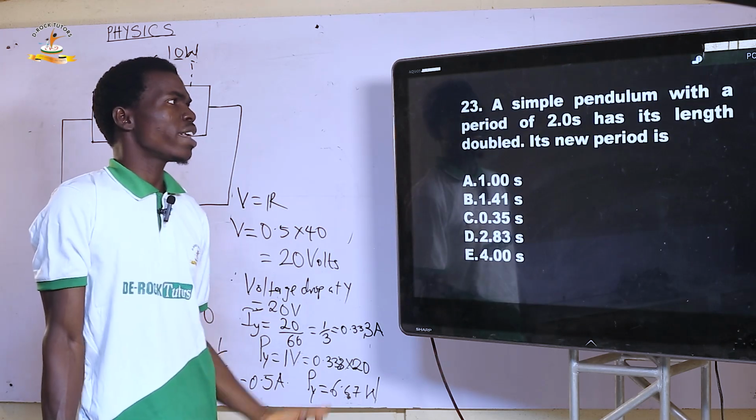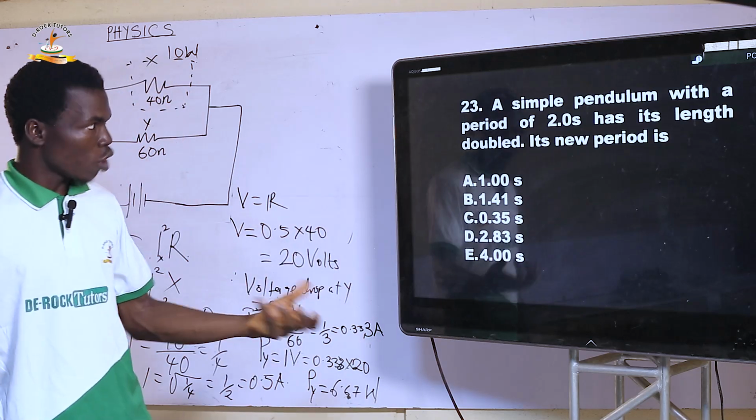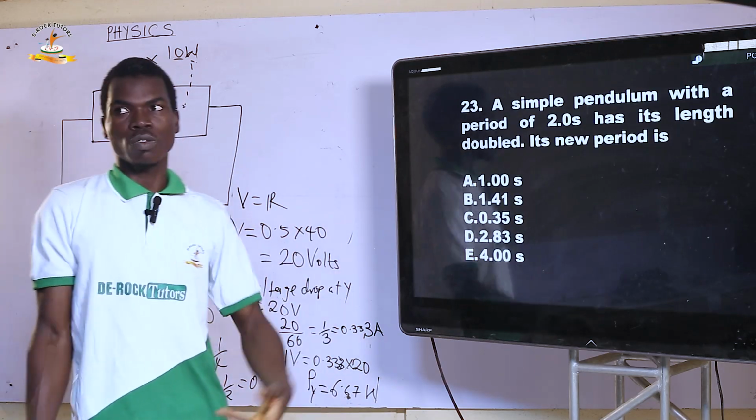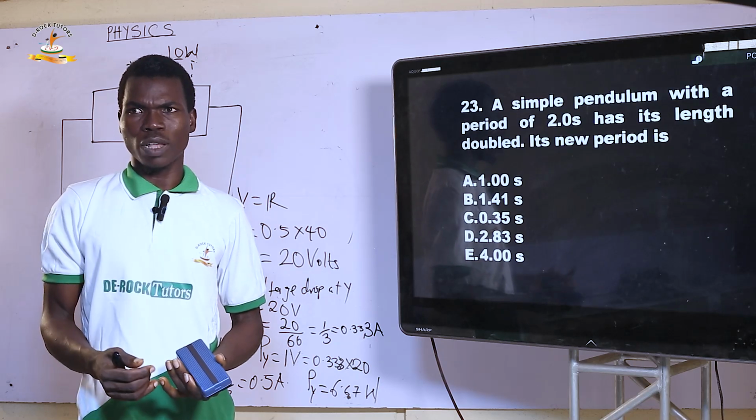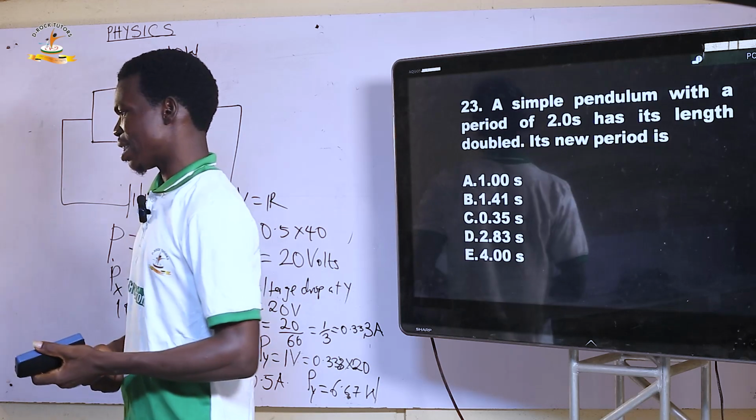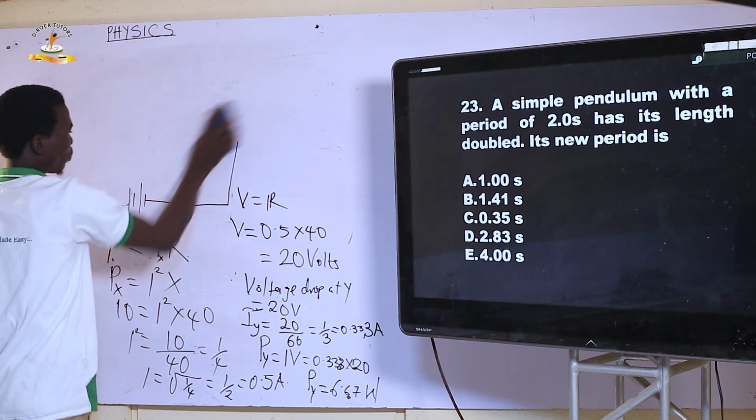Question 23. A simple pendulum with a period of 2.0 seconds has its length doubled. Its new period is what? So we want to see the relationship between the period of a simple pendulum and the length. So let's quickly take a look at this formula of a simple pendulum.